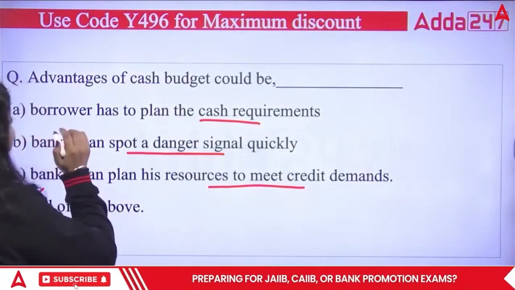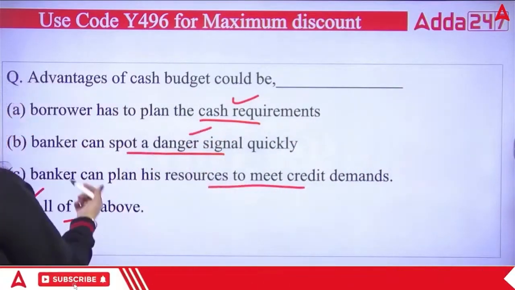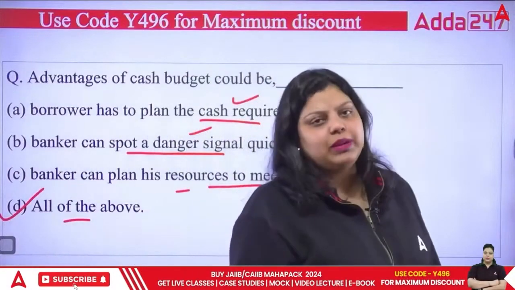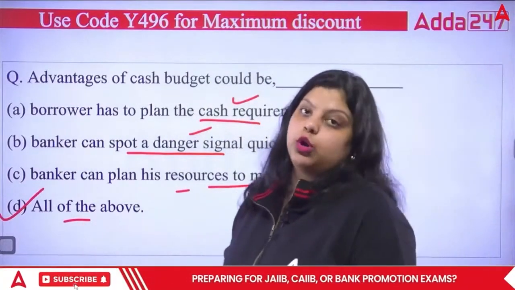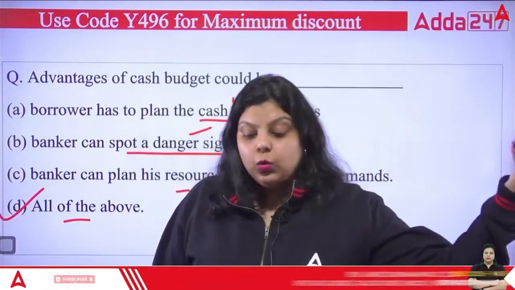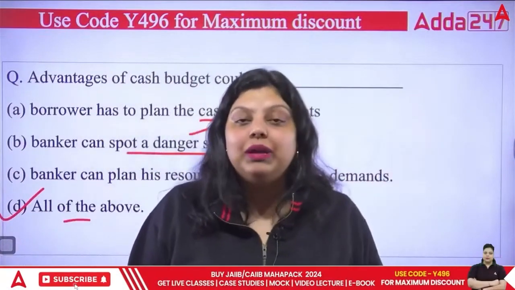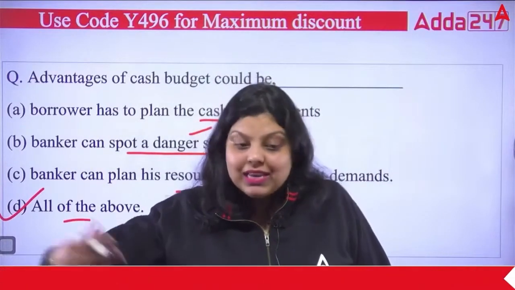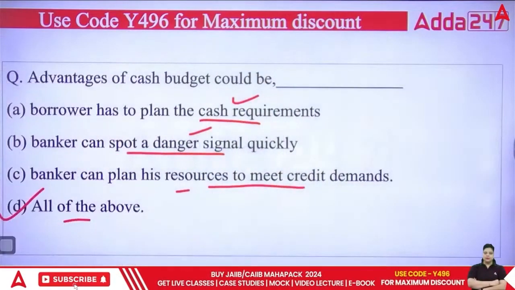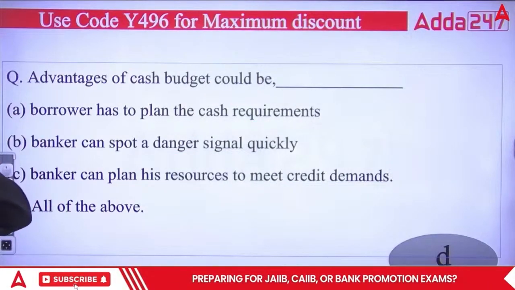If you have a cash budget, the borrower has planned the cash requirements. Second, the banker can spot a danger signal quickly. Third, banker can plan his resources to meet the credit demand. Like if you remember Cash Management Service, CMS was one of the units of your Module A that we have discussed, and the cash management service bank is providing to its clients, the corporates and others. Why did cash management services become very important to the companies? Because it helps them to maintain liquidity all the time. Like if any uncertain things happen and you need immediate cash, it is available with the companies. That's why cash management service became very important. Similarly, the cash budget will help with all of these benefits to the corporate. So the right answer will be all of the above.